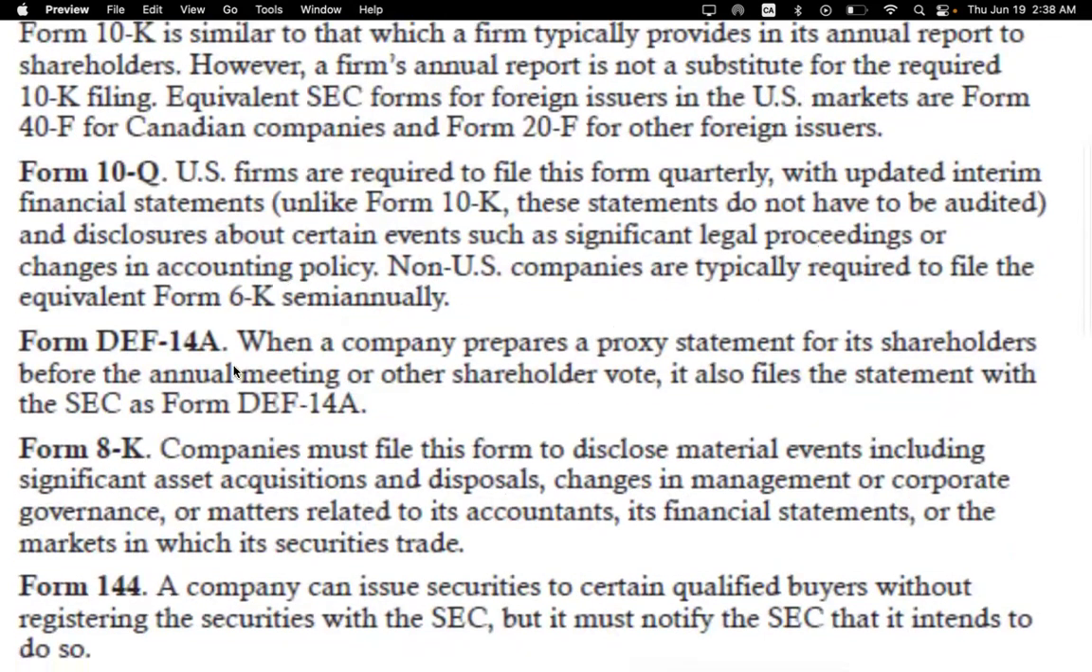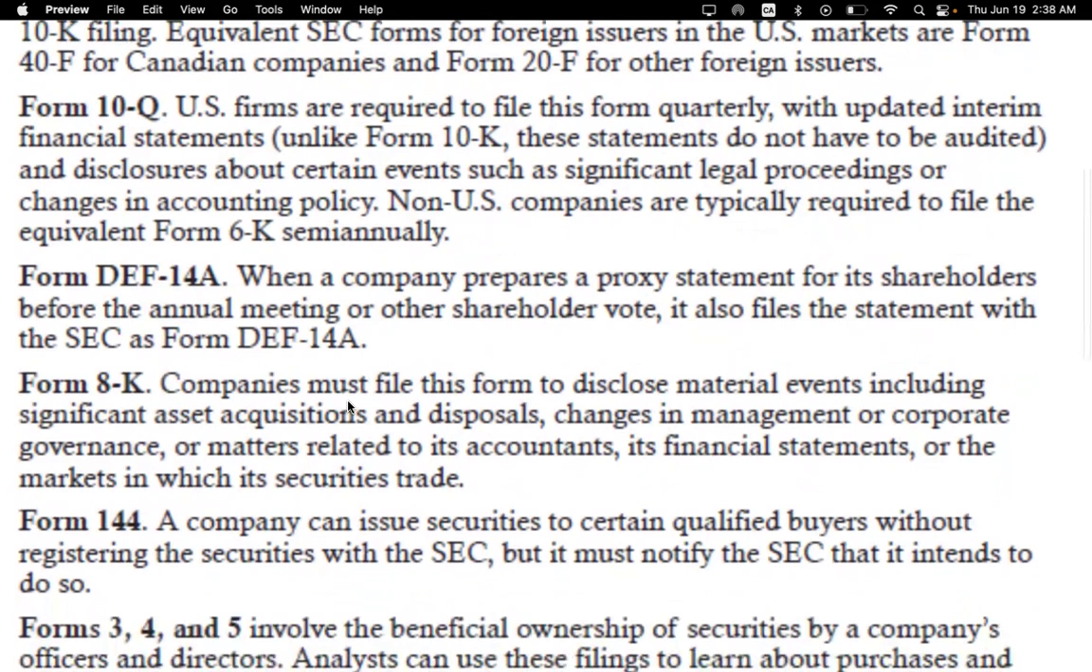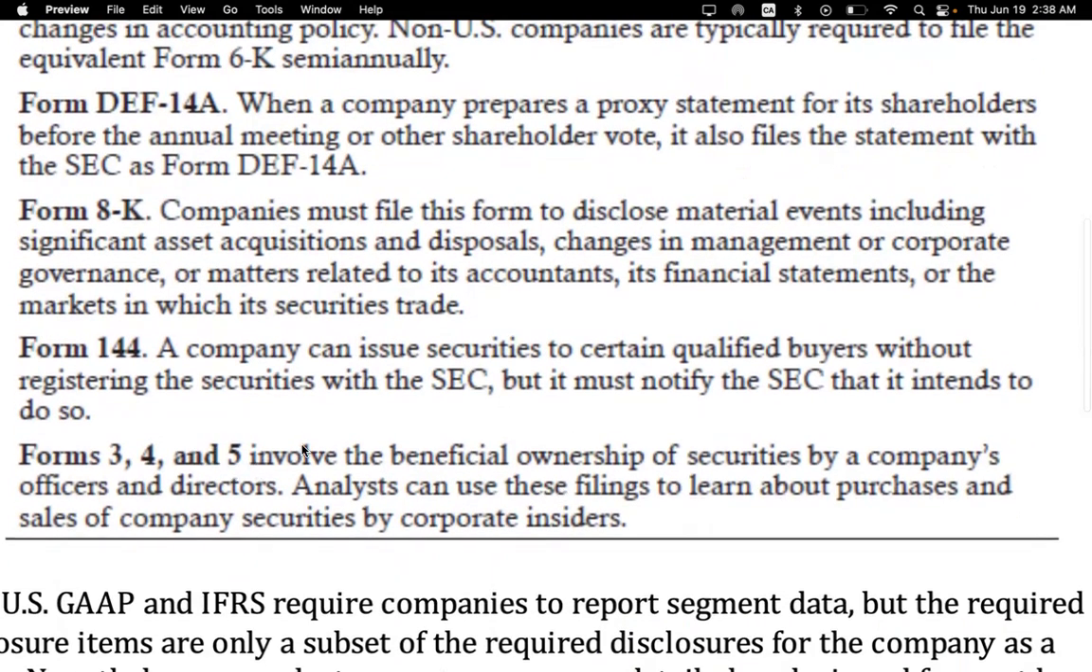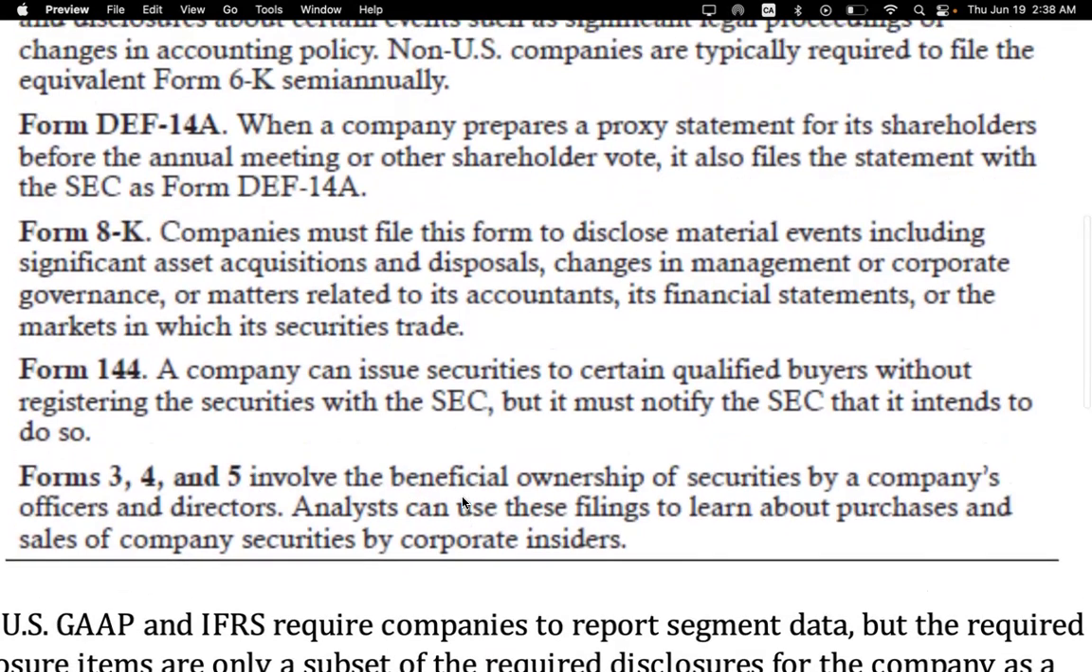DEF 14A, whenever a company is preparing a proxy statement, then they have to file DEF 14A. 8K, this is significant material events. Anything that's important, anything that happened that we should know about, then you file that in Form 8K. Form 144 is a company can issue securities to certain qualified buyers, again, without registration. Form 3, 4, and 5 is beneficial ownership by insiders.